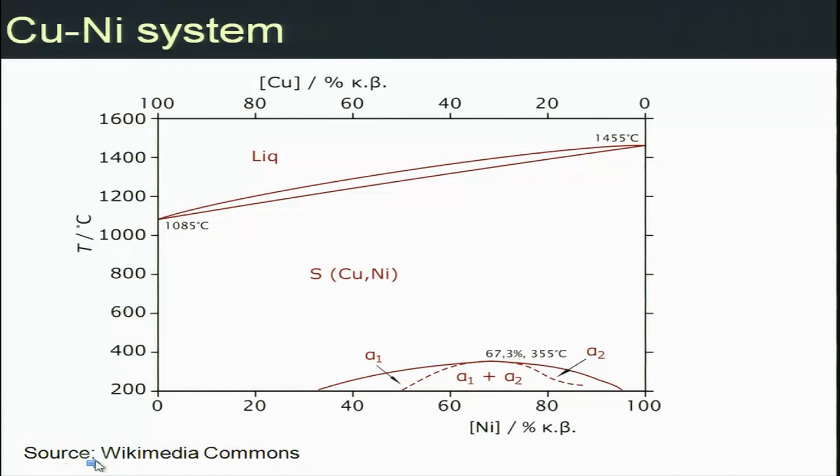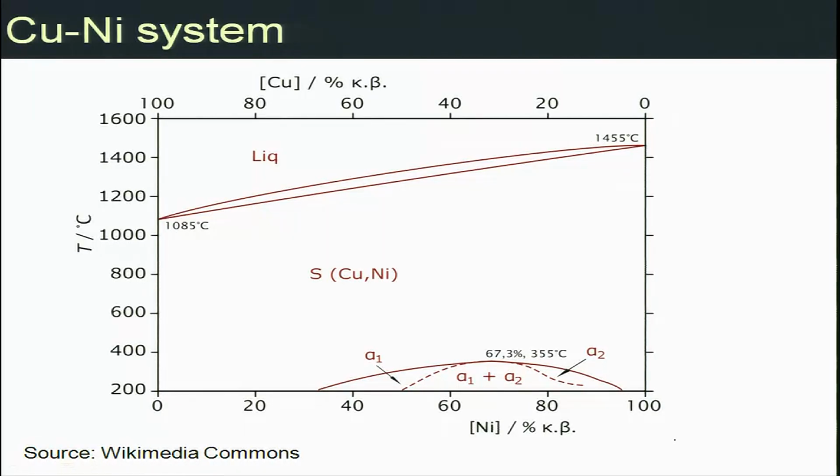This is taken basically from Wikimedia or Wikipedia. So what we have here is on the y axis we have 100% copper. Copper's melting point is 1085 degrees centigrade. On the right axis we have nickel, which is 100% nickel, whose melting point is 1455 degrees centigrade, and the percentage of nickel varies on the x axis at the bottom, and percentage copper is shown in the reverse direction on the top axis.